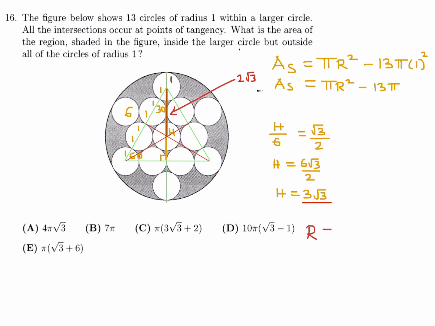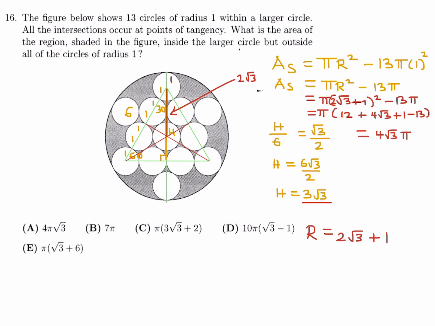And then from here to here is just 1, since that's the radius of the small circle. So the big R is 2 root 3 plus 1. So now I can figure this out fairly easily. It will be pi times (2 root 3 plus 1) all squared minus 13 pi. So that looks like I can factor out a pi, and that's going to give me what? 2 root 3 squared is 4 times 3, 12, plus 4 root 3 plus 1 minus 13. And the 13's cancel, so I've just got 4 root 3 pi. Yeah, that's it. So that's choice A for number 16.